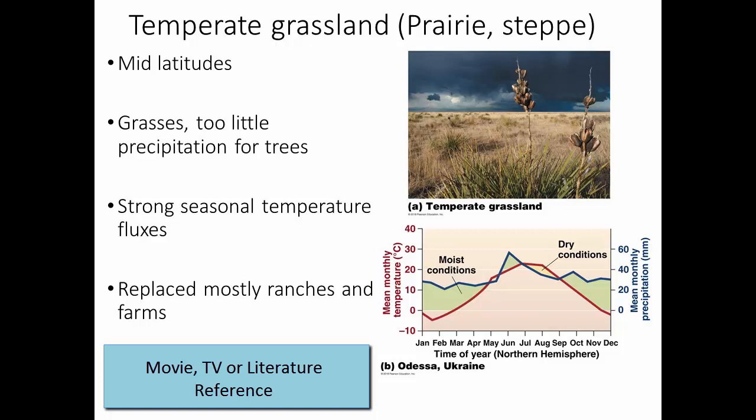Temperate grasslands experience stronger seasonal temperature variations than temperate deciduous forests and have less rainfall. In this biome, there is not enough precipitation for trees to grow. Also known as a steppe or prairie, temperate grasslands were once widespread across much of North and South America and Central Asia. However, this biome has largely been destroyed and replaced with farms and ranches.